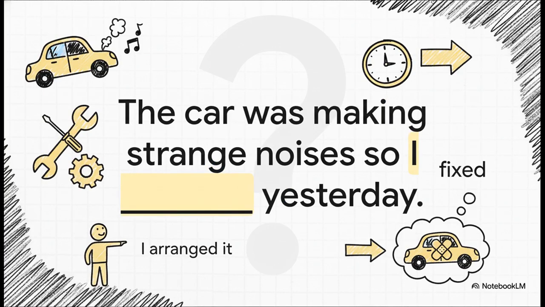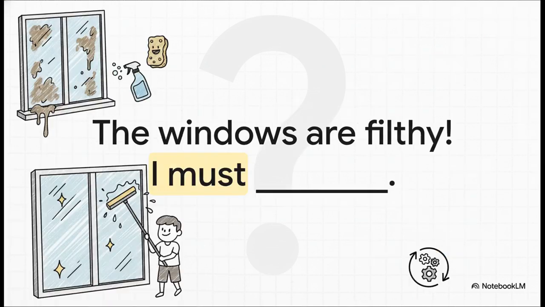Okay, next up. "The car was making strange noises, so I what yesterday?" The big clue here is yesterday, so we know it's in the past. You arrange for a mechanic to do the work, so the answer has to be A. I had it fixed. And the last one, "The windows are filthy. I must..." You see those dirty windows. You decide you need to hire someone. So, I must B. Have them cleaned. Excellent work on that quiz.